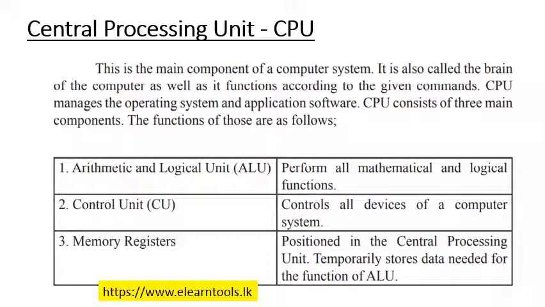CPU consists of three main components. One is the arithmetic and logical unit, which is shortened as ALU. It performs all mathematical and logical functions. Second one is the control unit, which is shortened as CU. It controls all devices of a computer system. Third one, memory registers, positioned in the central processing unit, temporarily store data needed for the function of the ALU.